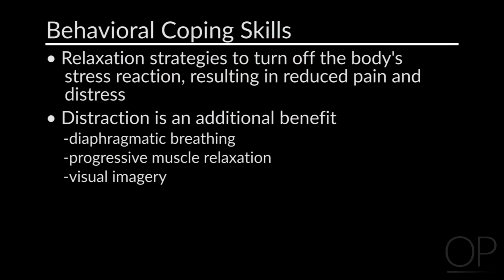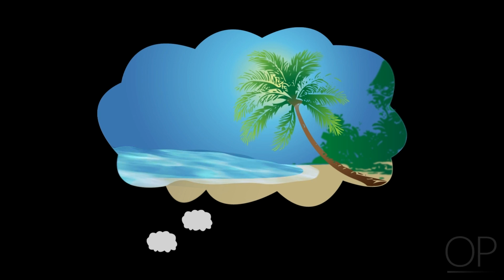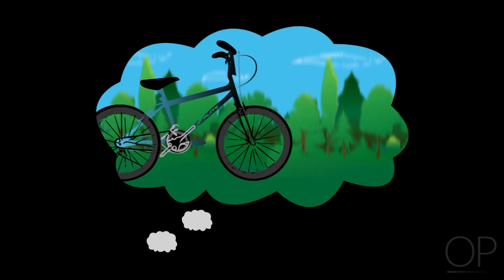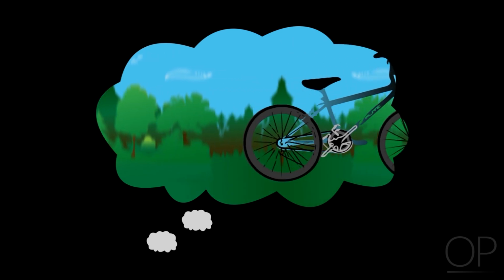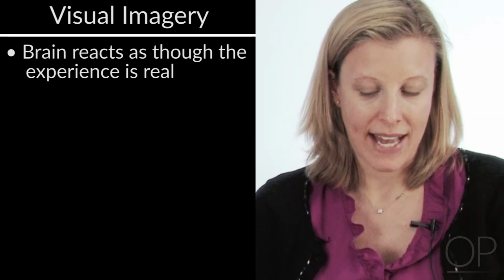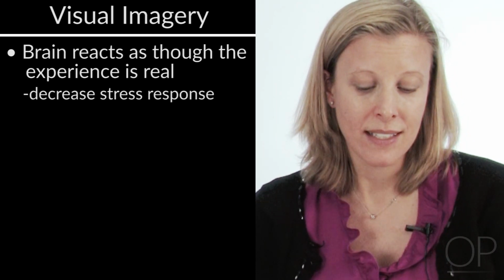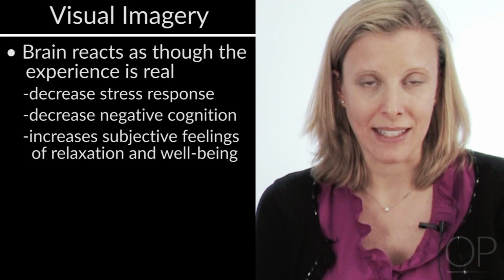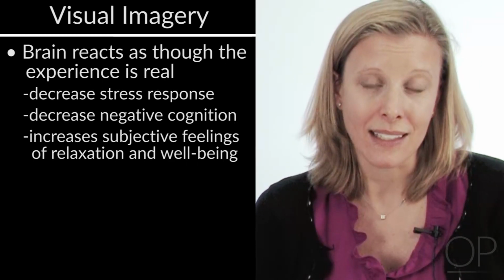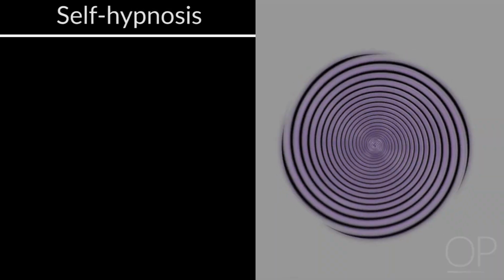Visual imagery is another strategy that we use with kids, and this can be very effective because kids are very good at using their imaginations and daydreaming, and we just build on those natural skills that they already have. So visual imagery just involves imagining a pleasant, relaxing scenario and imagining all of the sensory components of that scenario. So what they're seeing, what they're hearing, what they're smelling, what their tactile experiences are, as many of the components of the scenario that they can imagine. And with this type of deep focused imagery, the brain reacts as if the experience is actually happening. This can decrease the stress response and decrease negative cognitions through distraction, and it also increases subjective feelings of relaxation and well-being, which can be very helpful for people who are living with chronic pain and don't have that type of experience very often.